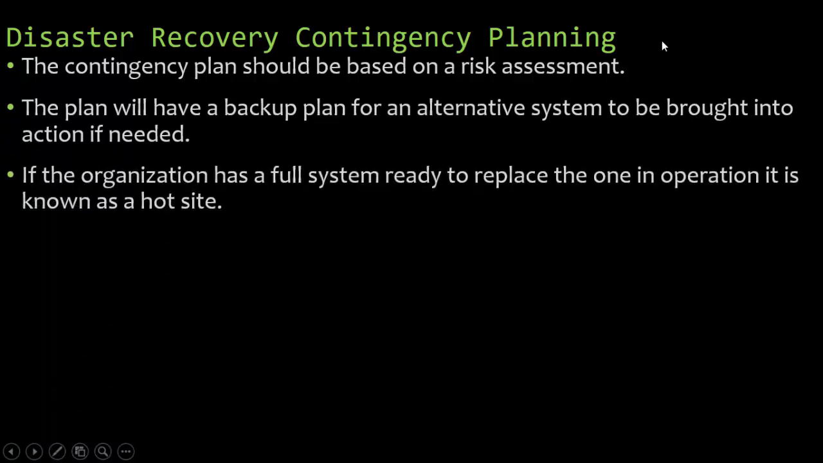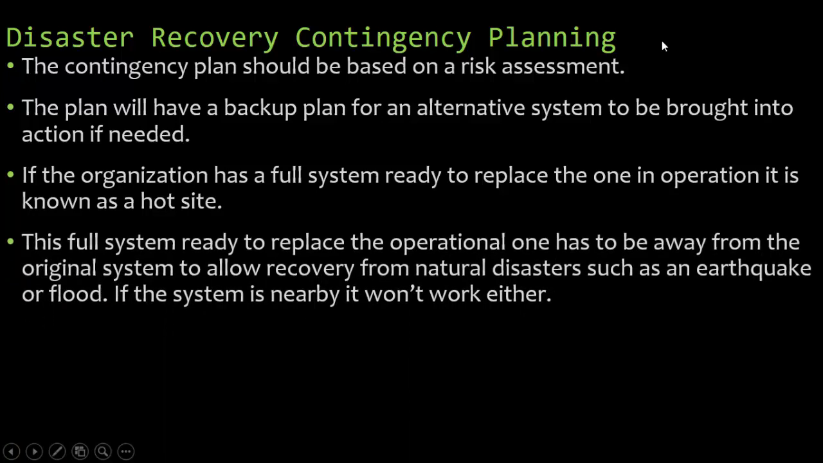Now, if the organization has a full system ready to place the one in operation, we call that a hot site. It is ready to go. This full system ready to replace the operational one has to be away from the original system to allow recovery from natural disasters such as an earthquake or flood. If the system's nearby, it's not going to work either. If we have an earthquake or a flood in a localized area and I have my organization ready to replace a full functioning system that I have, which would be the hot site, and it's nearby, it's going to be affected by the same natural disasters as well.